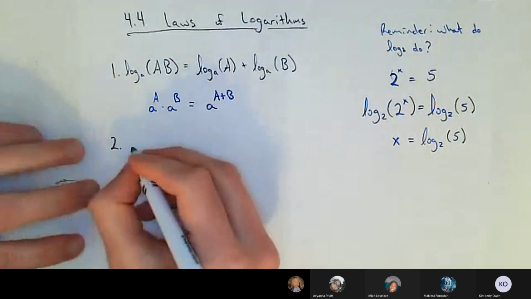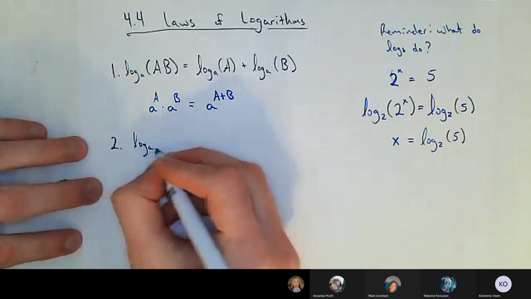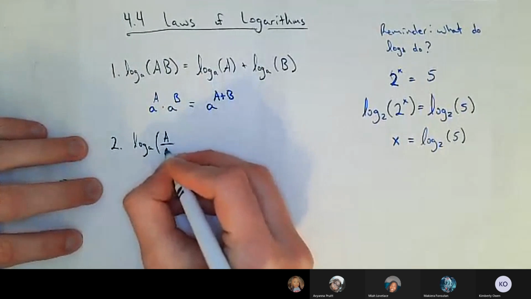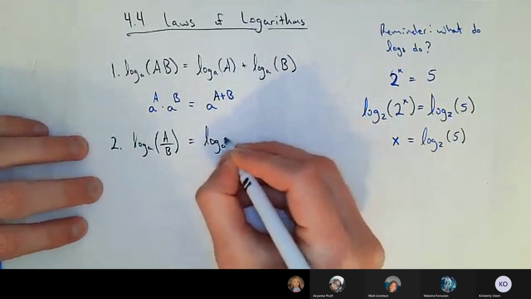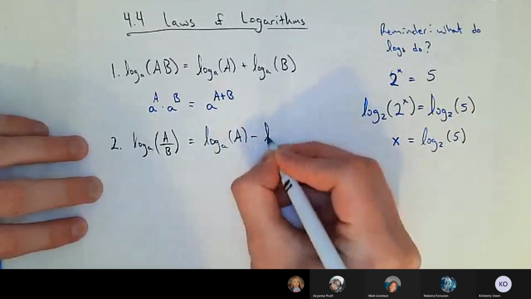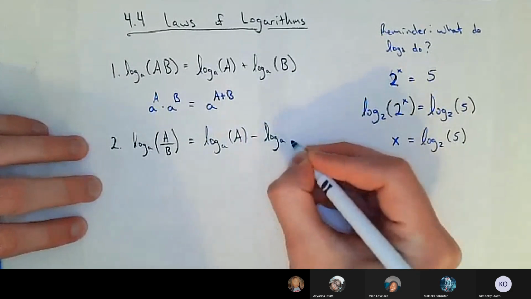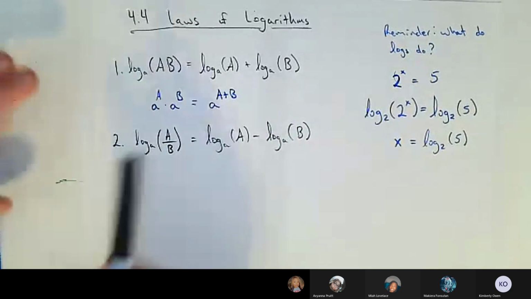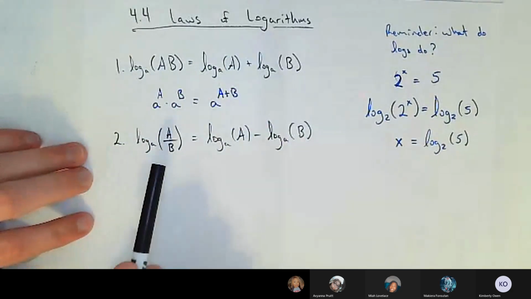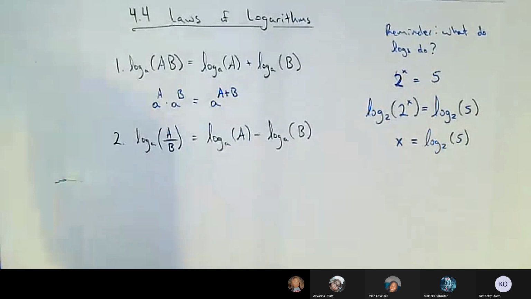Then we have a very similar rule for division. If there's a quotient inside, then that means subtraction outside. Hopefully that makes sense there. Product inside means sum outside, then quotient inside means subtraction outside.